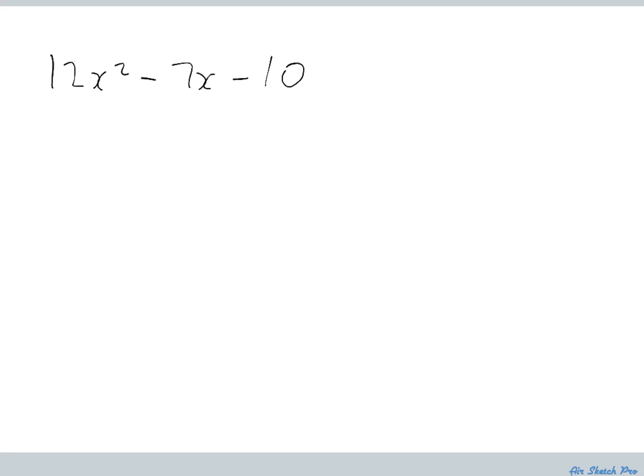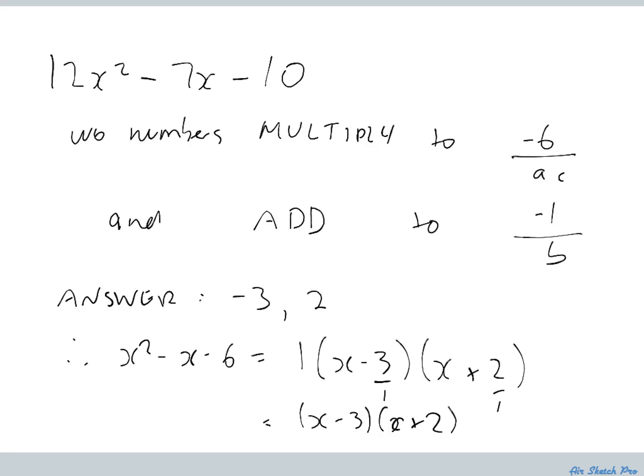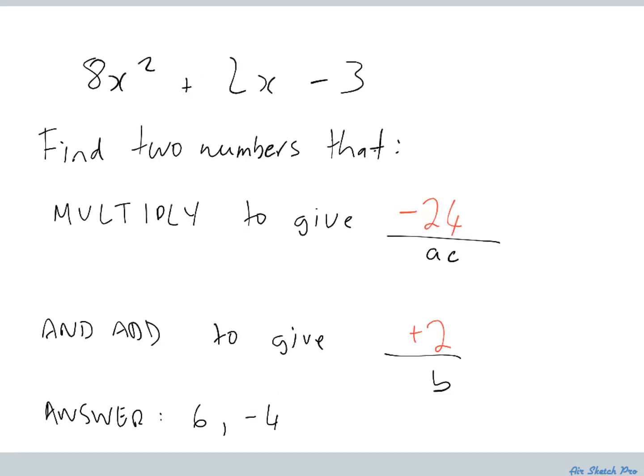Has everyone got that down? I'll just switch back to the AC script. So multiply to AC, add to give B. Can't say hand on heart that it's necessarily faster, but I think it cuts down on the guess and check if you don't get the right pair of factors to start with.